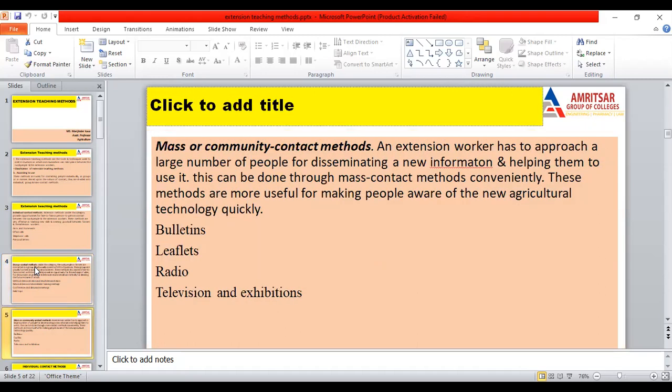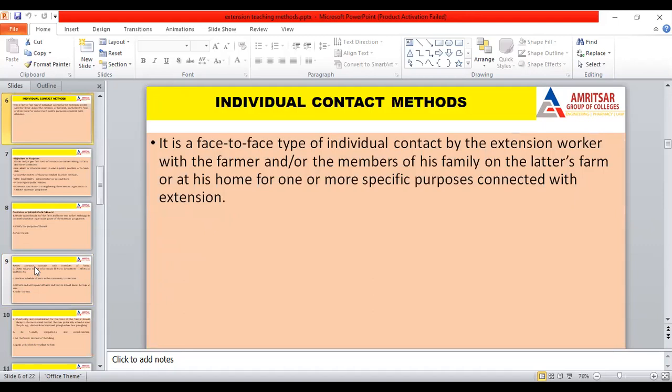Next is mass or community contact method. Under this method, when the extension worker deals with a large number of people, they use mass or community contact method. In a mass or community contact, bulletins, leaflets, radio, television, and exhibitions are used to contact a large number of people for the dissemination of information about the new technology and the new technique.